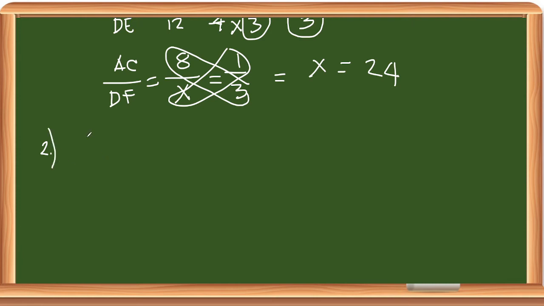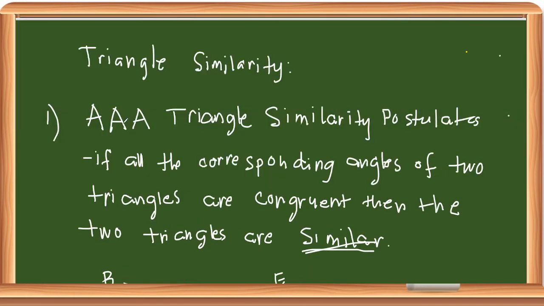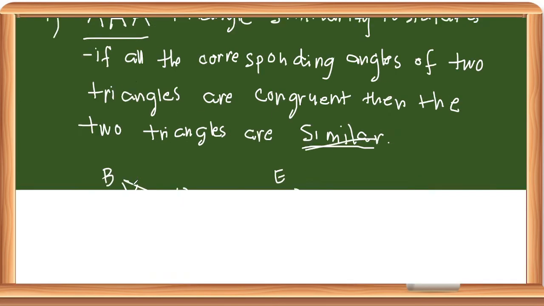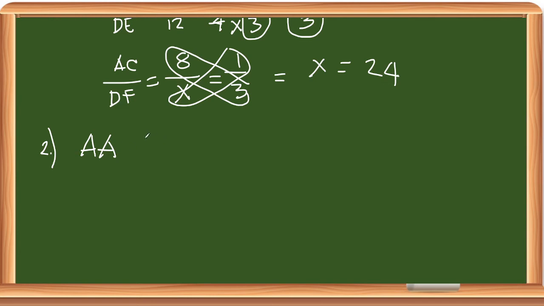The second one is the side. No, let's use the AA first. May AA pa pala. Obviously, AA means what? This is AAA, or the angle triangle similarity postulate, no? Lahat ng angles. Now, ito namang angle, this is not a postulate, this is actually the theorem itself. AA triangle similarity theorem.